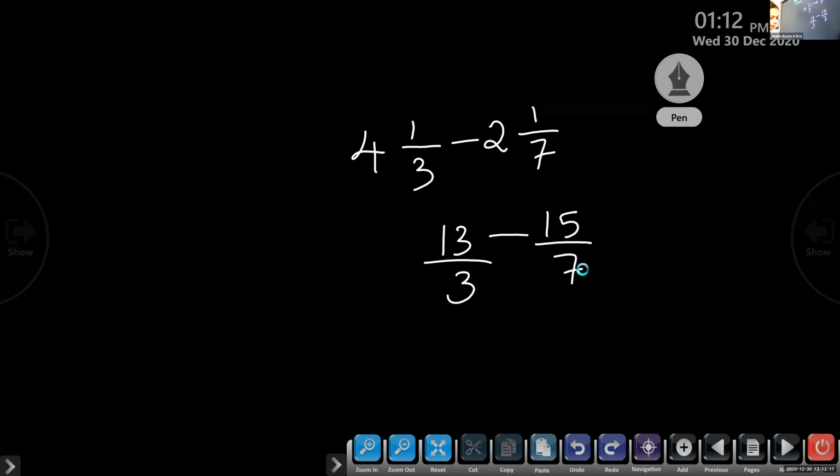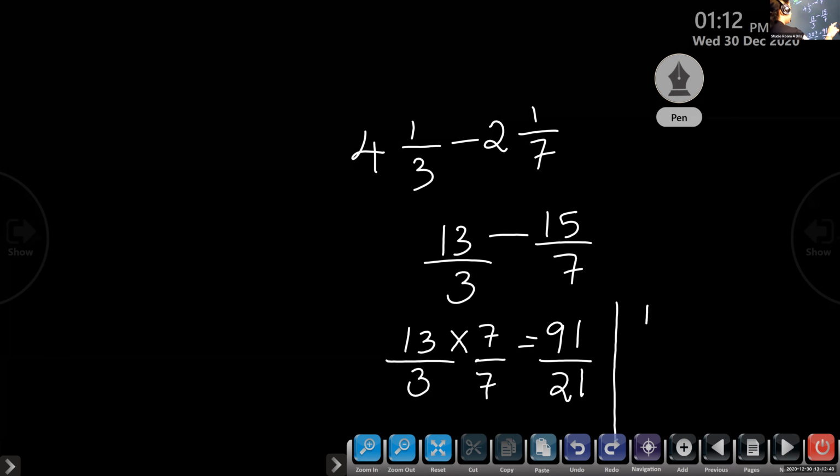What's the answer? Ma'am, 46 by 21. Yes, correct. So children, here 13 by 3, you have to multiply it by 7. So 13 into 7, 91. 91 by 21. And the next one is 15 by 7, 45 by 21. 45 by 21.